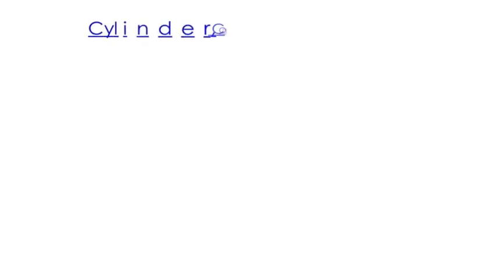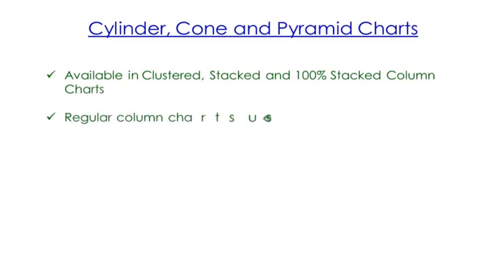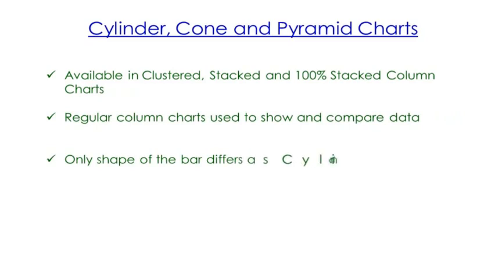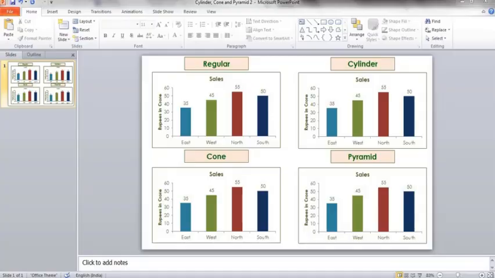Cylinder, cone and pyramid charts. The cylinder, cone and pyramid charts are available in same clustered, stacked, 100% stacked and 3D chart types that are provided for regular column charts, and they show and compare the data in the same way. The only difference is that these chart types display cylinder, cone and pyramid shapes instead of rectangles.